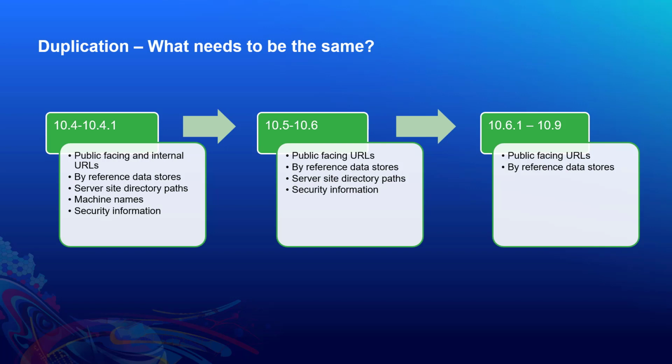Starting at 10.6.1, there are some further reduced requirements. For example, the server site directory paths and security information can be different. For example, in your primary data center, you have a specific domain controller IP address, but that may not exist in your standby. So we want to make sure that we continue to honor the security information set in standby, so that's one of the pieces of an architecture that we would want to essentially cache during a restore.